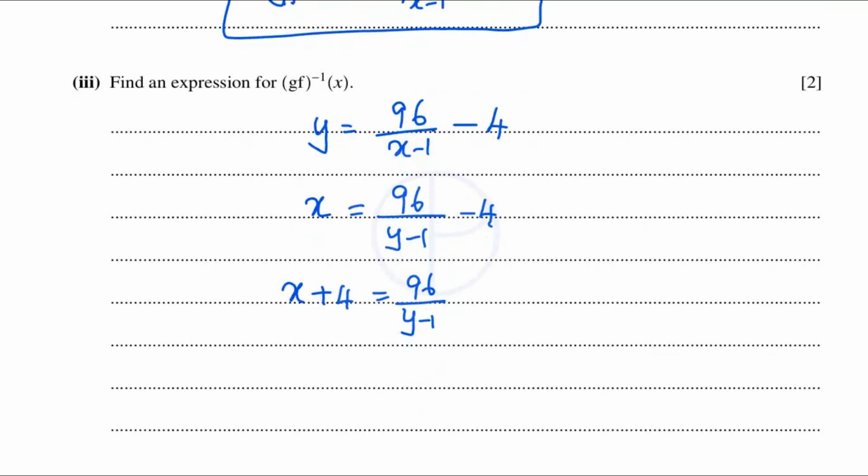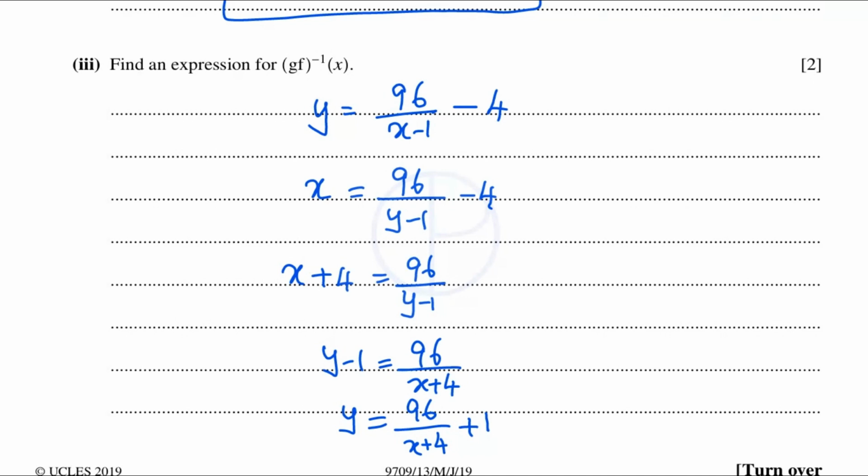Now do the cross multiplication. So y minus 1 equals 96 divided by x plus 4. Now what is y? Add 1 on both sides to get the y value: 96 divided by x plus 4, plus 1. So this is nothing but gf inverse of x, which is 96 divided by x plus 4, plus 1.